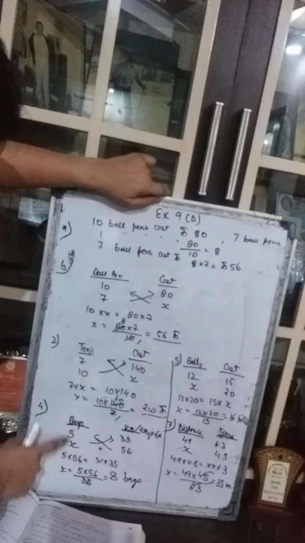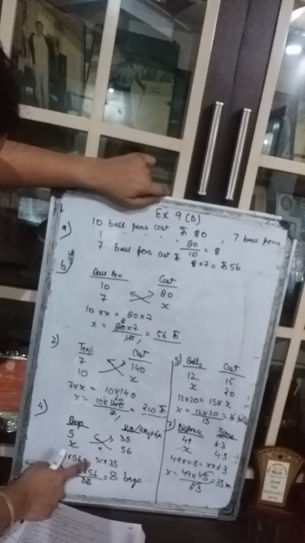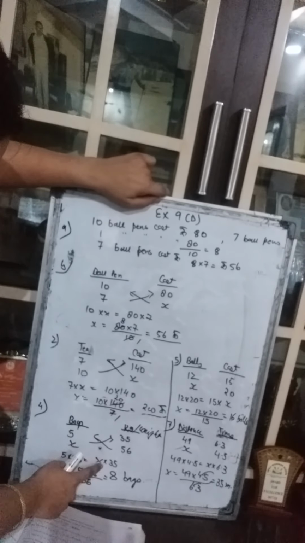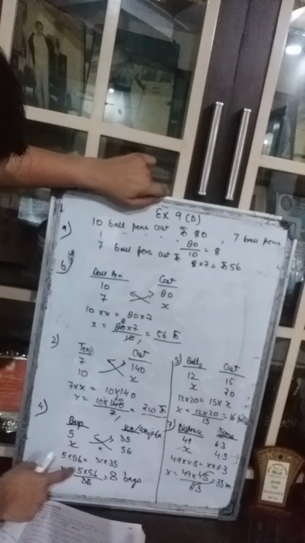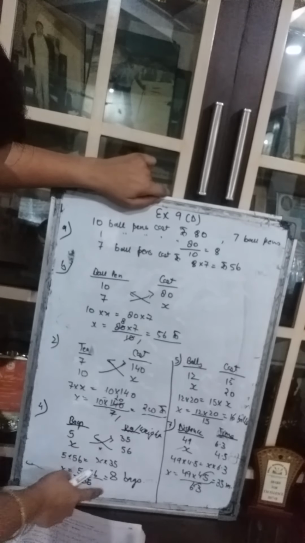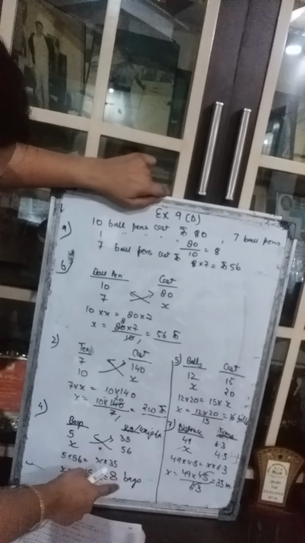56 will come this side, 5 into 56 is equal to, X will go this side, X into 35. So what is X? X is equal to, what is there after equal to? 5 into 56 upon 35. And when we do the cutting, we will get 8 bags.